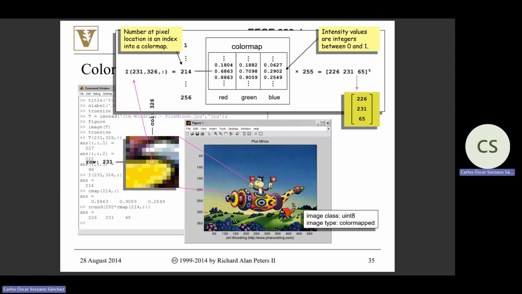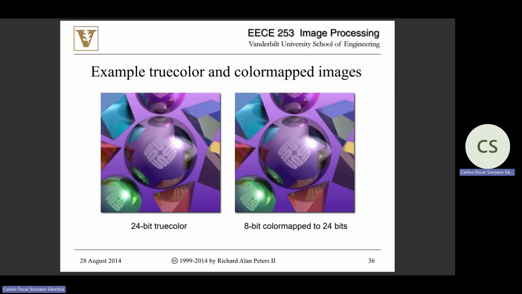And each one of the colors here has 24 bits. This is the meaning of this. So we have the color map has this size, but then the colors inside the color map, they have 24 bits. So here you are able to represent 16 million colors. Here you are only able to represent 256 colors, only 256.